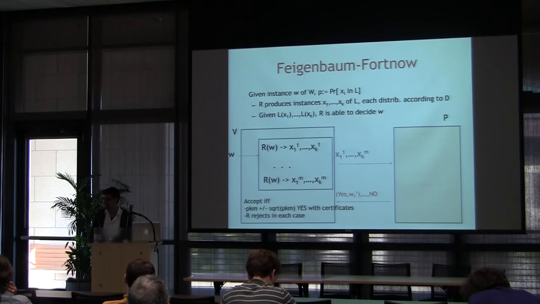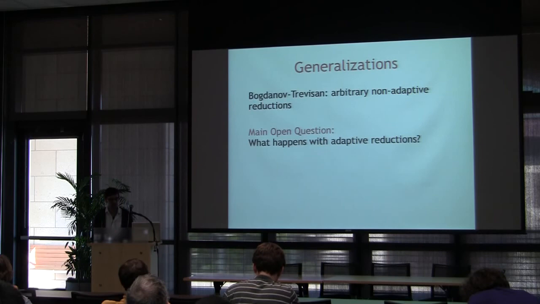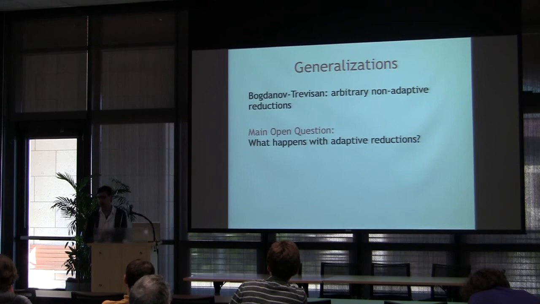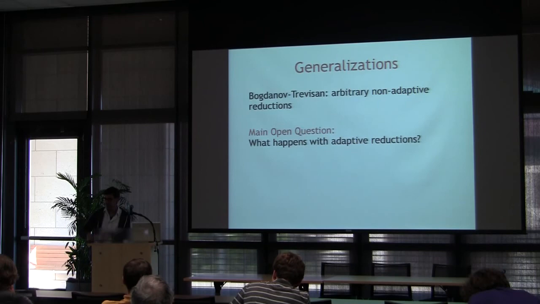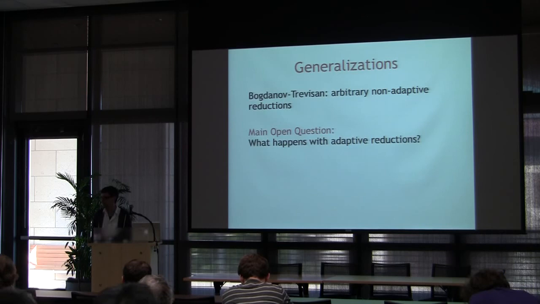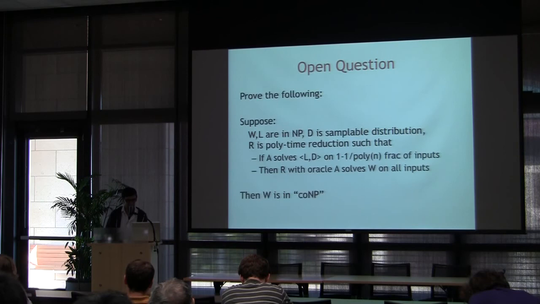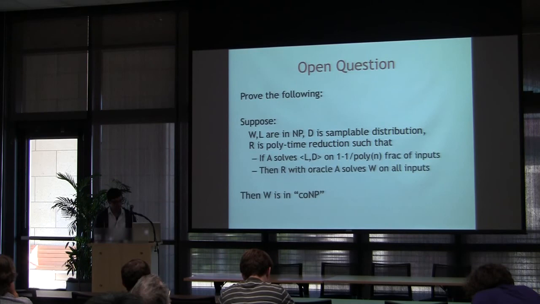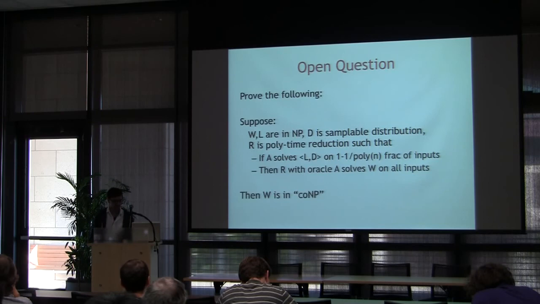Okay. So these are some further generalizations, but there actually remains an open question, which is: if this reduction that transforms a good on average algorithm into a worst case algorithm uses the average case algorithm in stages, with each stage depending on the answer to previous questions, instead of just producing a bunch of inputs, evaluating those inputs, and then combining the answers, well, then we are not sure. There is no result that says what's going on in that case. We don't know whether the worst case problem used in the reduction must be in coNP or not. Yeah, so that's the statement of the question that remains open. The Feigenbaum-Fortnow paper came out in the early 90s, so it has been open since.